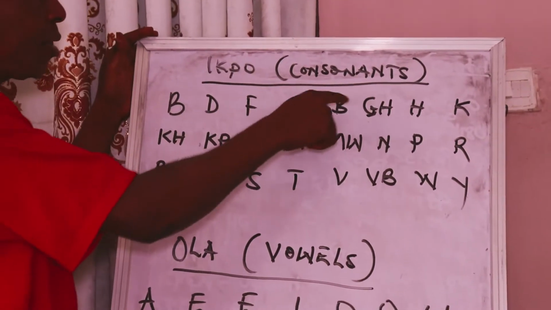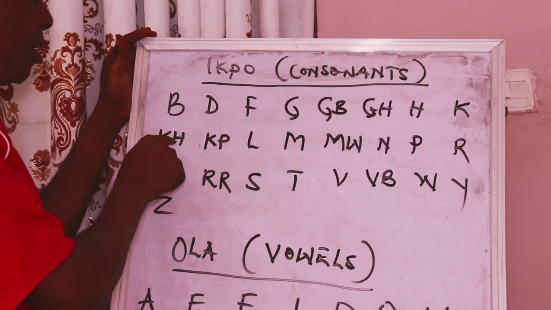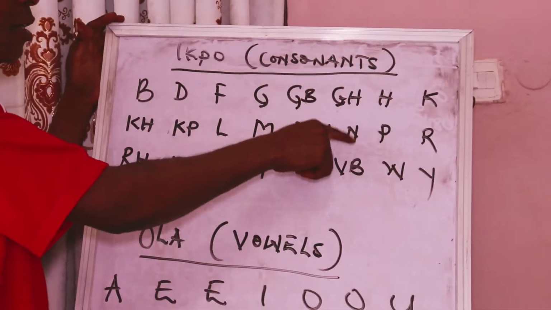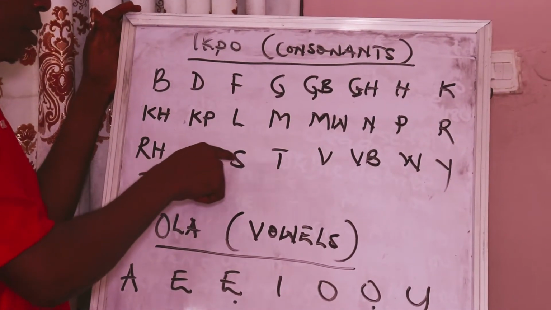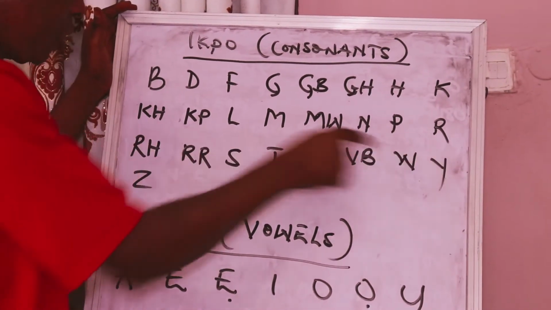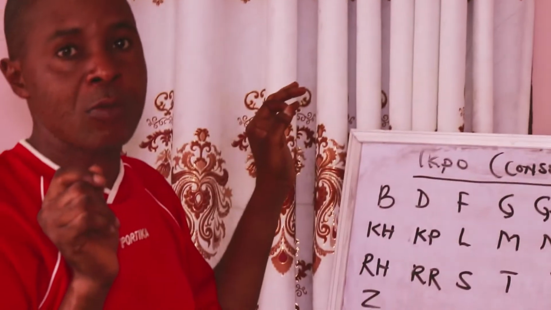Be, de, fi, gi, gb, he, ki, he, be, li, mi, mi, ni, pi, e, re, re, t, v, we, we, ye, z.